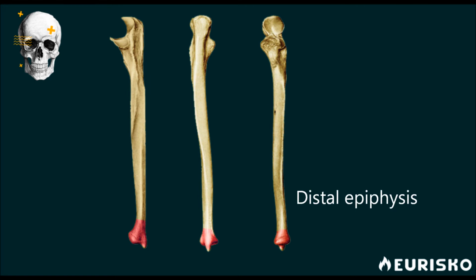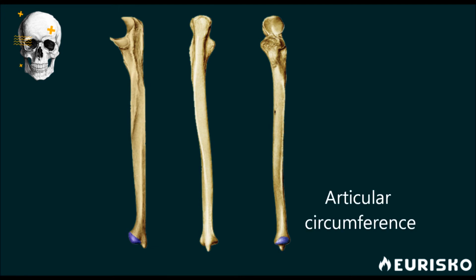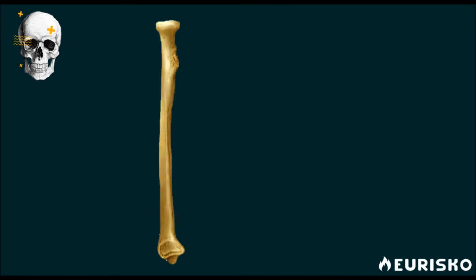Finally, the distal epiphysis is also called the head of the ulna. It has a styloid process and an articular circumference for the radius. The next bone is the radius. It has a head, also called the proximal epiphysis, shaft, and distal epiphysis.